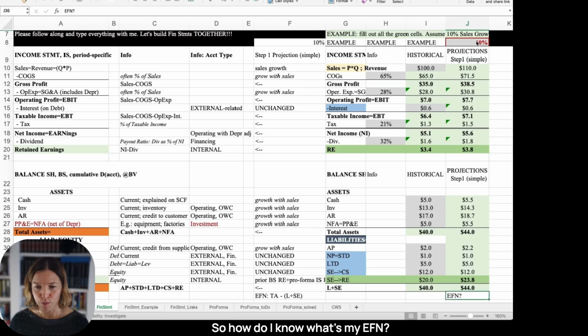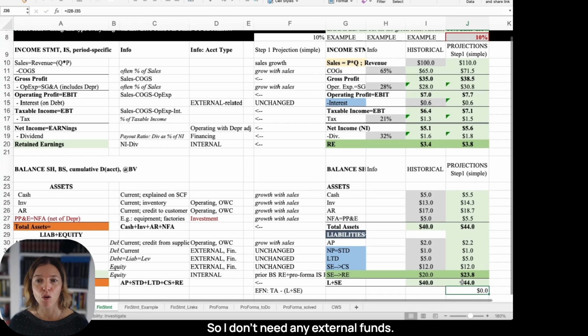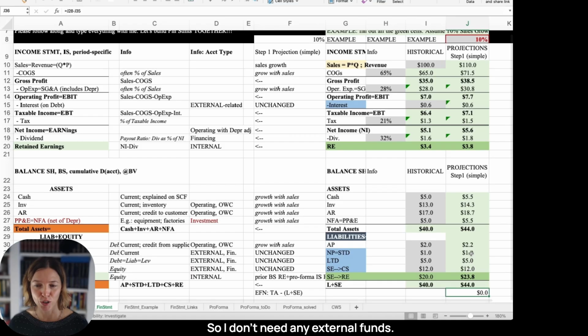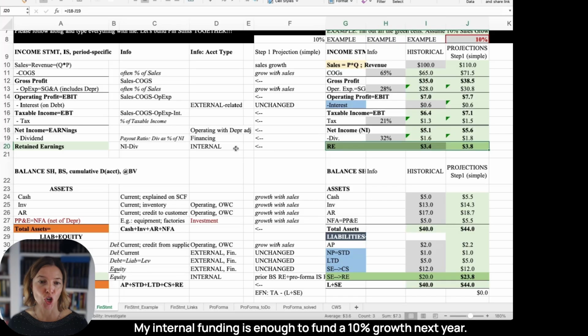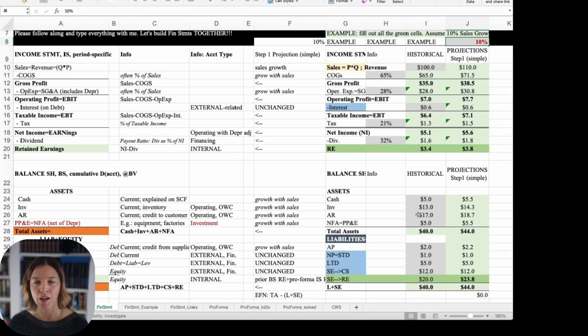So how do I know what my EFN is? Well, I need to look at my total assets minus my liabilities and shareholders' equity, and I'm coming up with 0. So I don't need any external funds. My balance sheet is balanced, and this internally generated retained earnings, my internal funding, is enough to fund a 10% growth next year. Now, let me ask you a quick question.